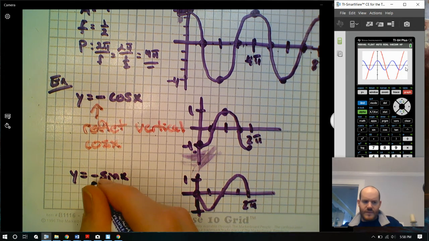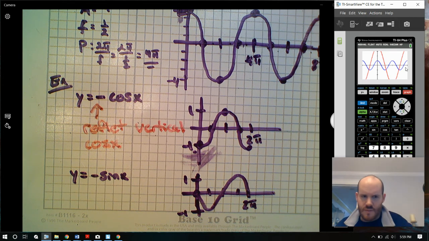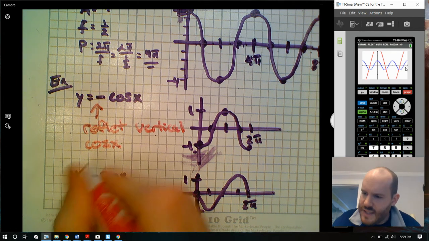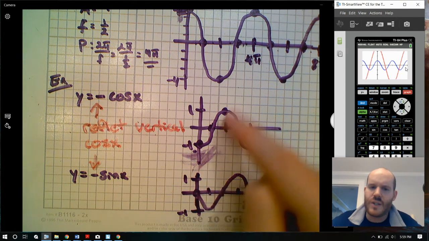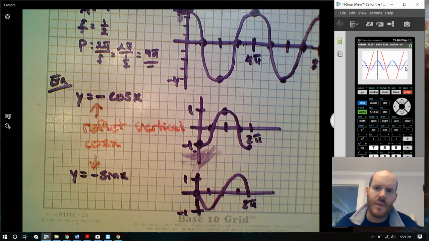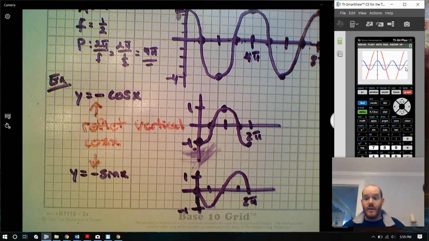So when you see negatives in front of your trig functions, a negative on that amplitude, everything is the same, but the points occur in a reversed direction vertically. So keep that in mind when you're working through examples that involve negatives.